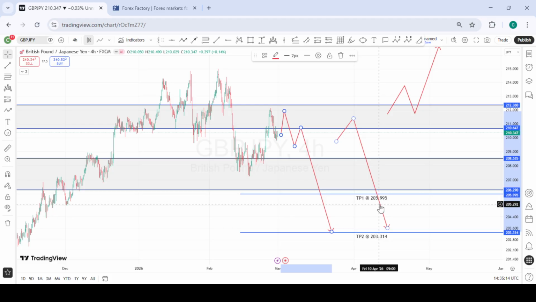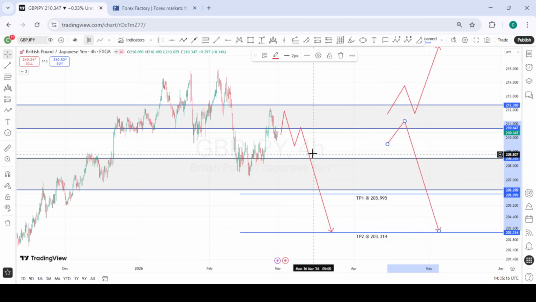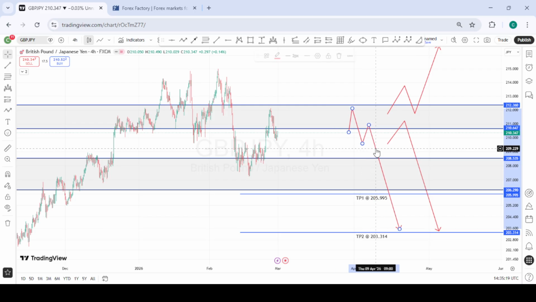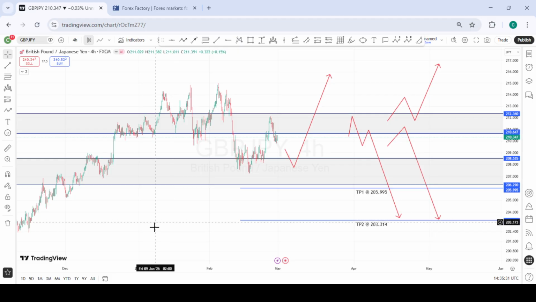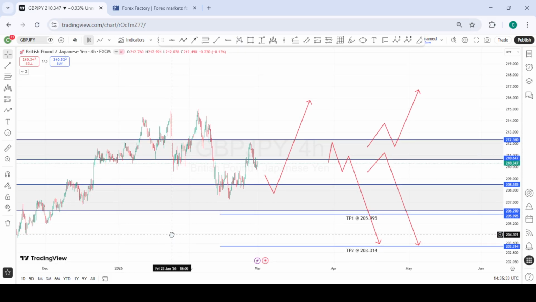But if we don't get that reversal pattern and price makes its way straight back into this area of interest and gives us buying opportunities, then we'll take our buys to the upside. So these are the two possible scenarios we have for GBPJPY. It's very neutral now, so we just have to wait and see how it develops before we take our decision on GBPJPY.